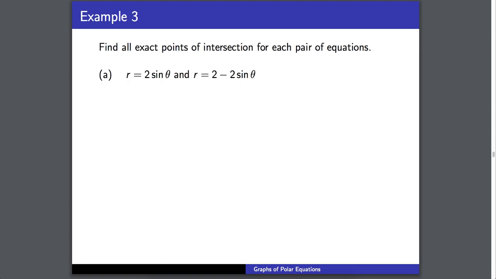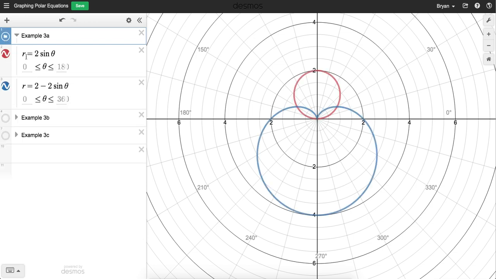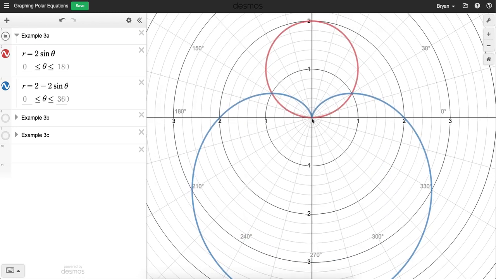So example 3, find all exact points of intersection for each pair of equations. So we have r equals 2 sine theta and r equals 2 minus 2 sine theta. So first let's get an idea of what these look like. So here in red I have 2 sine theta and in blue I have 2 minus 2 sine theta. Well, we can zoom in. And notice that they do intersect at the pole or the origin, and then there's two other angles at which they intersect, two other points as well.